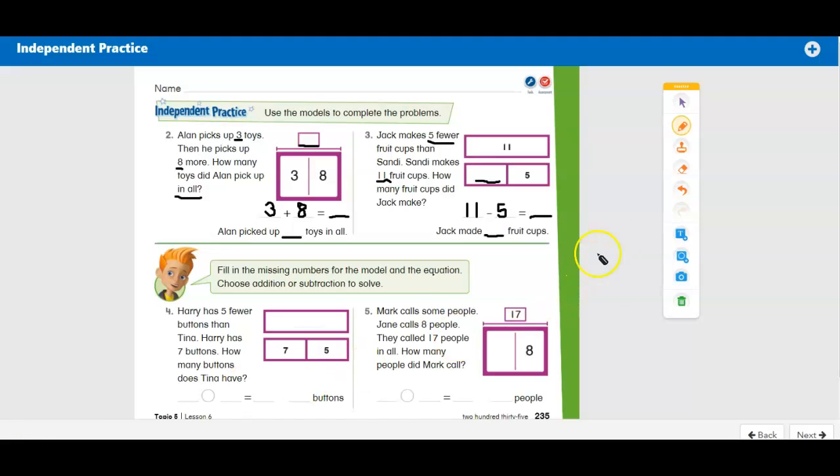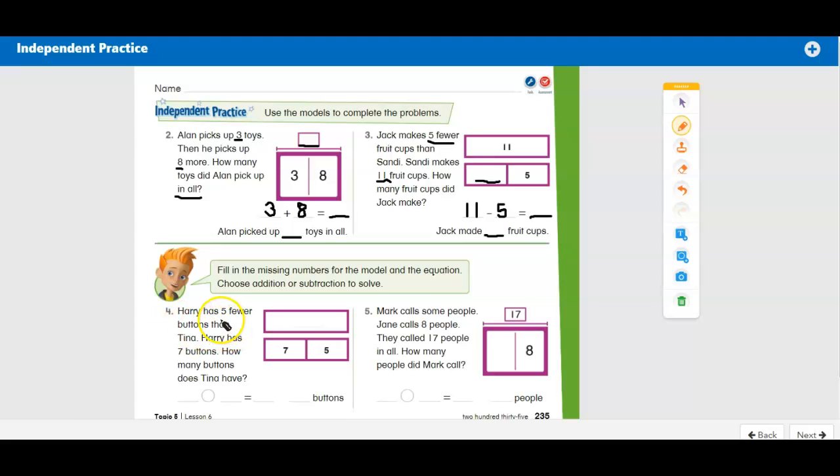Now let's look at number 4 and number 5. If you're still working on your previous problem, you can just go ahead and pause the video now. Our directions for problems 4 and 5 tell us to fill in the missing numbers for the model and solve the equation. Choose addition or subtraction to solve, so we have to pay close attention to what they are asking us. On problem number 4, it says Harry has 5 fewer buttons than Tina. Harry has 7 buttons. How many buttons does Tina have?